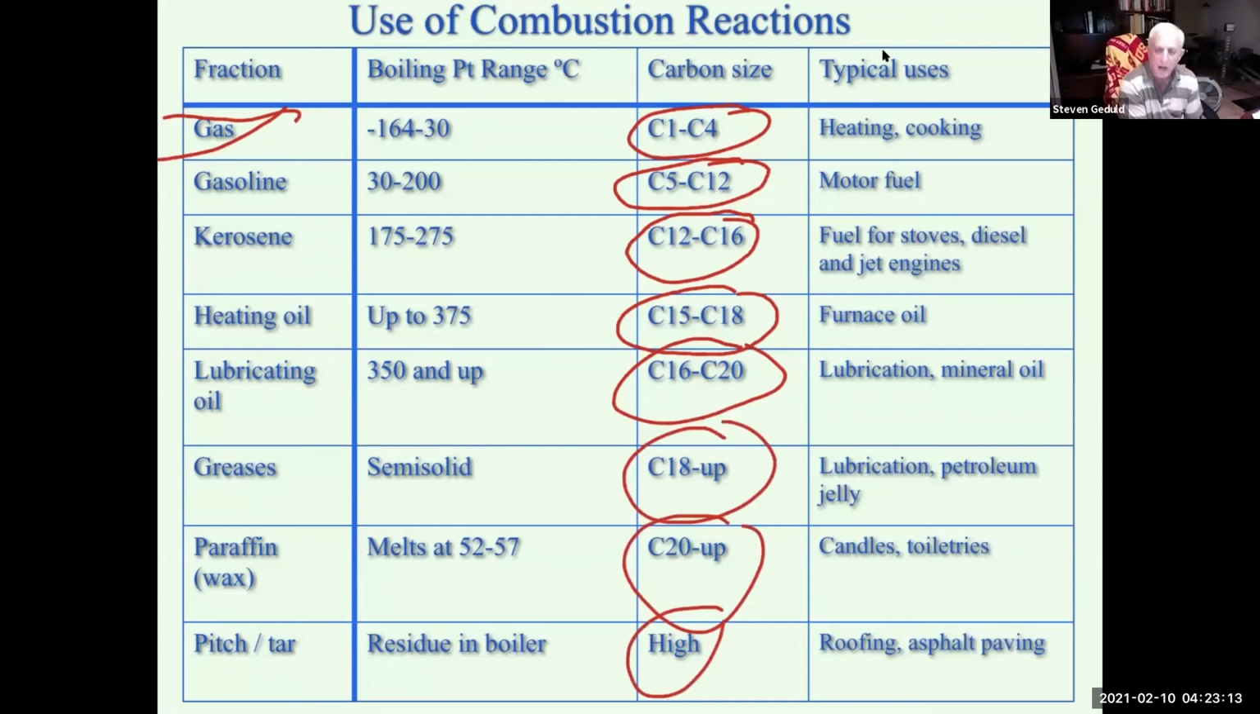So the properties change as the number of carbons in the hydrocarbons increases. They go from a gas, to a liquid, and then to solids. They stick together more as the number of carbons increases in the chain. They have more of these London dispersion forces that hold them together.